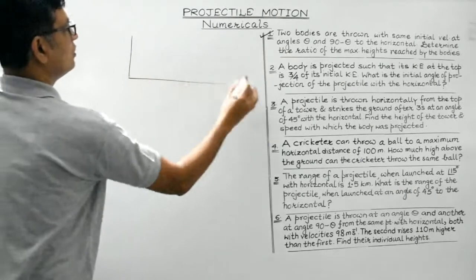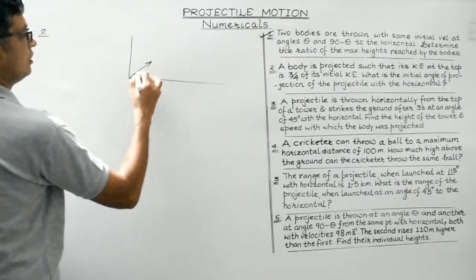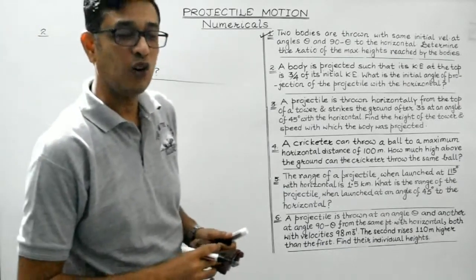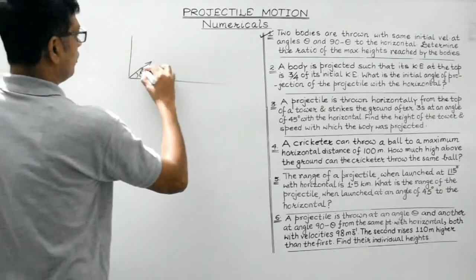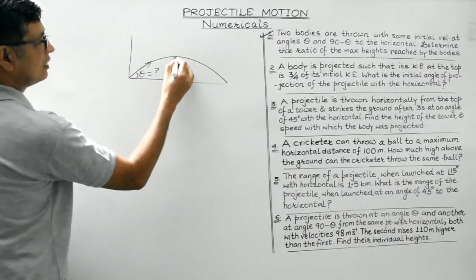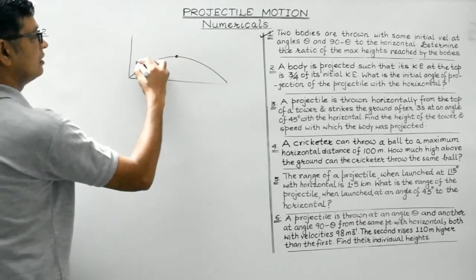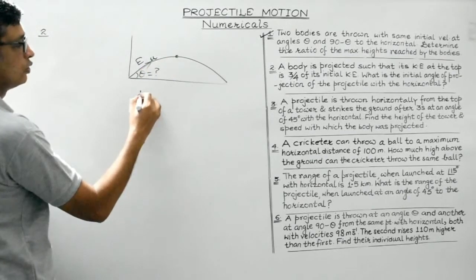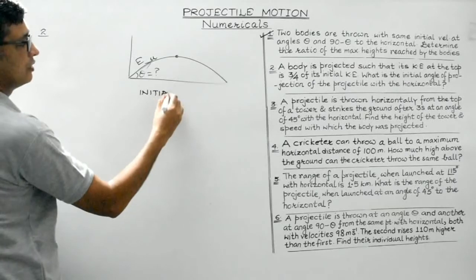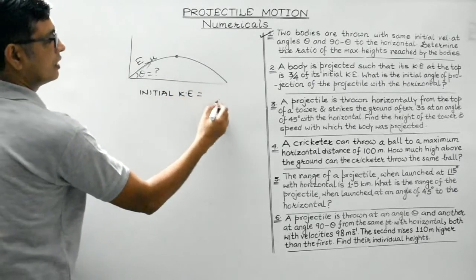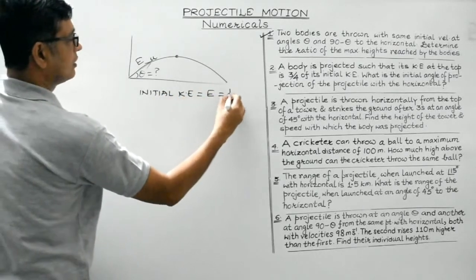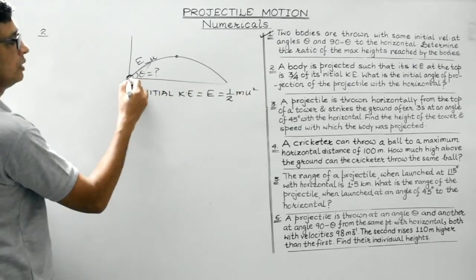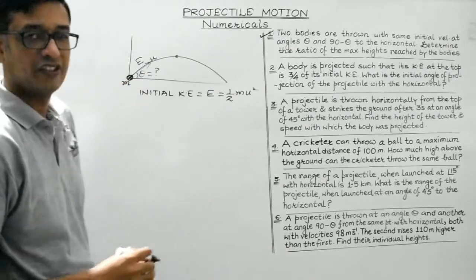This is the scenario. Theta is the angle of projection with respect to the horizontal, right? So, the body will follow a parabolic path like this. This is the highest point. And here, the initial kinetic energy is E, and over here velocity is u. So, initial kinetic energy is equal to E, and it is equal to half m u square, where m may be considered to be the mass of the projectile under consideration, right?